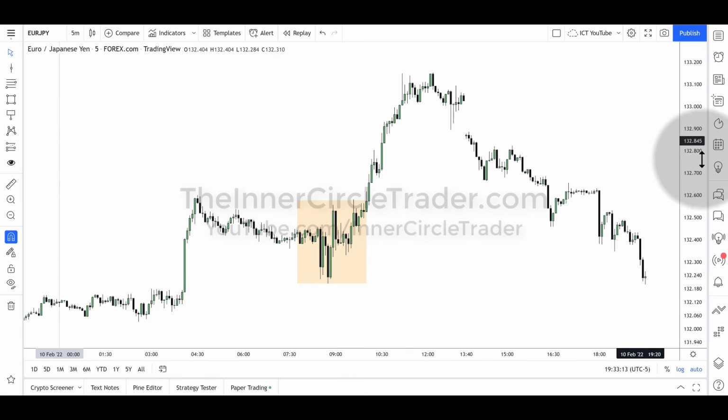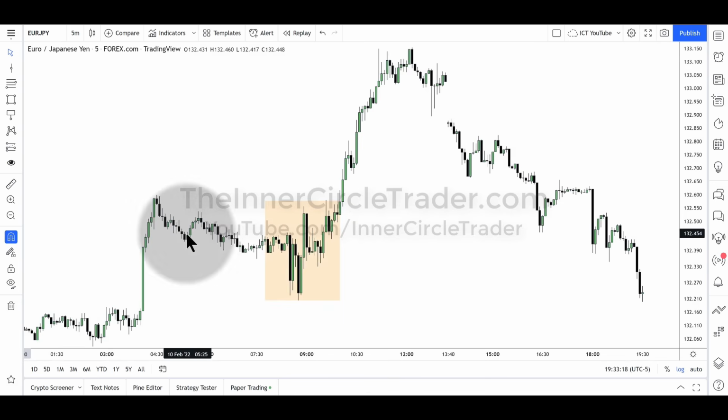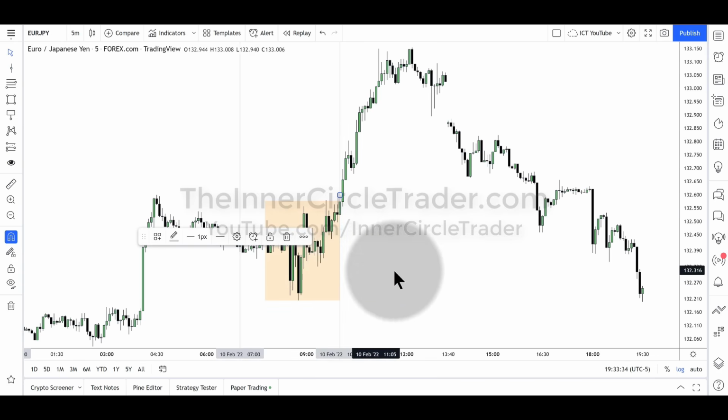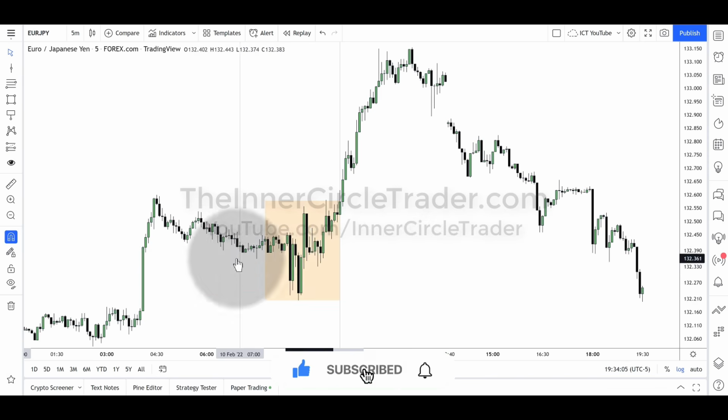Okay, and if you take a look at 7 o'clock in the morning, 10 o'clock in the morning, that's your New York ICT kill zone. Okay, that's the time of day that New York session trades form. All right, so here is the time of day that the forming of a New York setup forms.